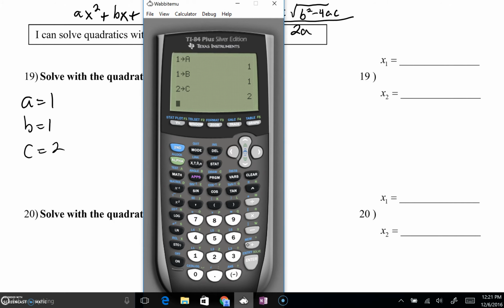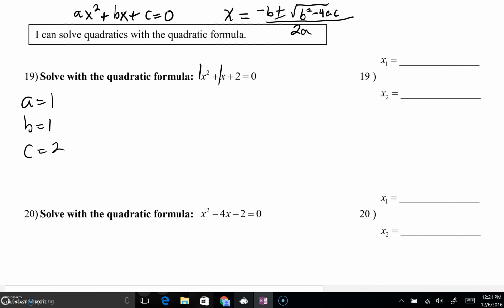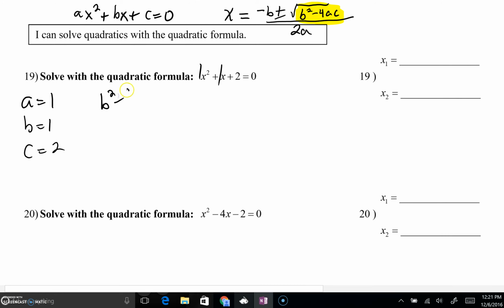So at this point, if we were to just take a real quick peek at the quadratic formula, undoubtedly the most complicated part of that formula is the inside of the radical. That's why we've stored this into the calculator. We're going to just type out alpha b, hit the square, minus 4, alpha a, and alpha c, and you'll get negative 7.